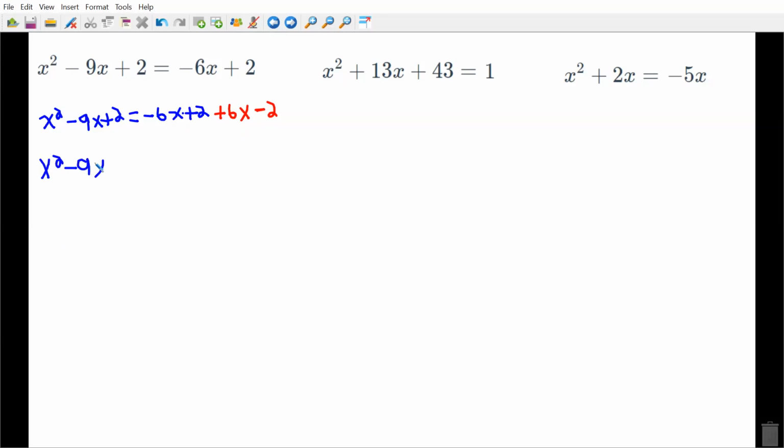So you have x squared minus 9x, and then I'm going to say plus 6x, and then plus 2, and then minus 2 is going to be equal to 0. Okay? So x squared minus 9x plus 6x is x squared minus 3x plus 0 equals 0. Any questions, guys?